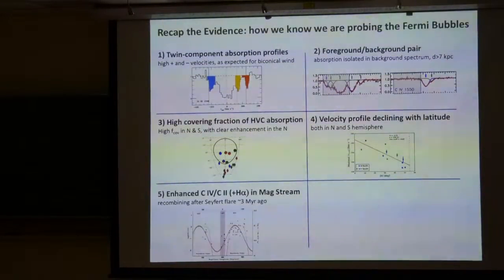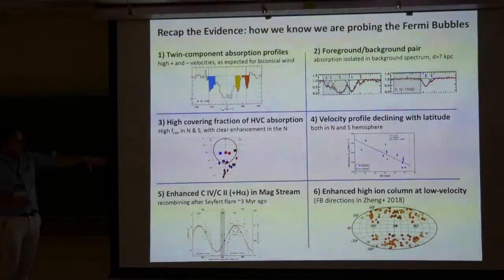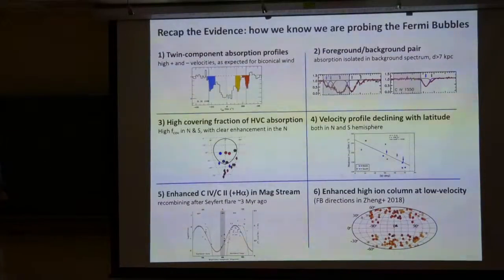And we've measured a velocity profile where the velocity declines with latitude in both the north and the south. There may be evidence from the Magellanic stream that the ionization is sensitive to a past activity or some past flare from the galactic center. And there's these enhancements in the high ion columns at low velocities that just indicate a lot of plasma or a large column of highly ionized material as you pass through the Fermi bubble. So this is the evidence we have.